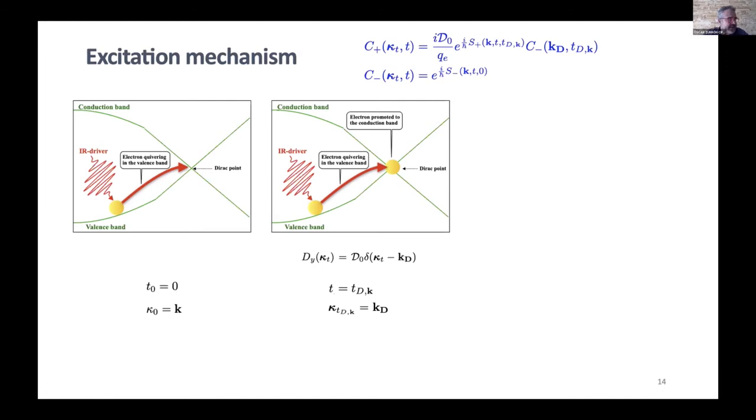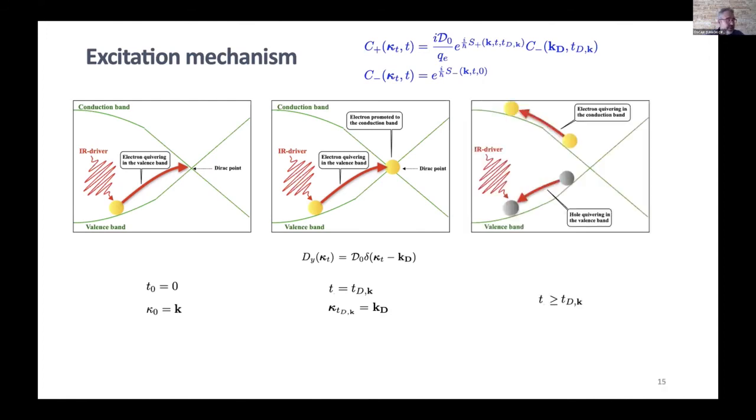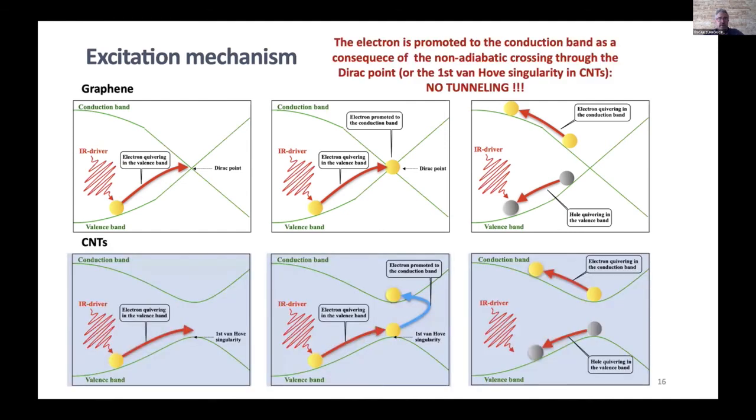Note that there is no tunnel excitation. The promotion to the conduction band is caused by the non-adiabatic crossing through the Dirac point. Once the electron-hole pair is created, the electron keeps quivering in the conduction band while the hole oscillates in the valence band following the trajectory given by kappa. In the case of carbon nanotubes, the promotion to the conduction band follows a similar pattern, but in this case, the process is connected to the non-adiabatic crossing through the first Van Hove singularity.